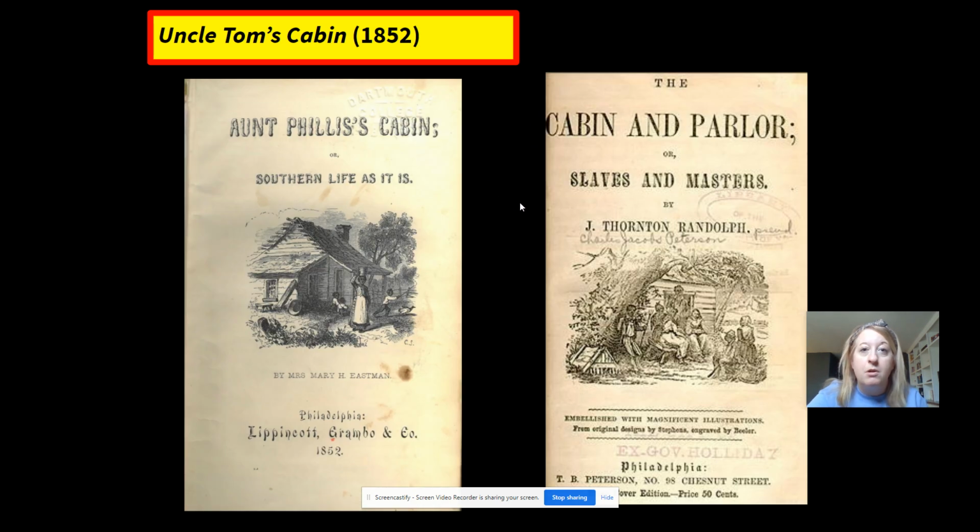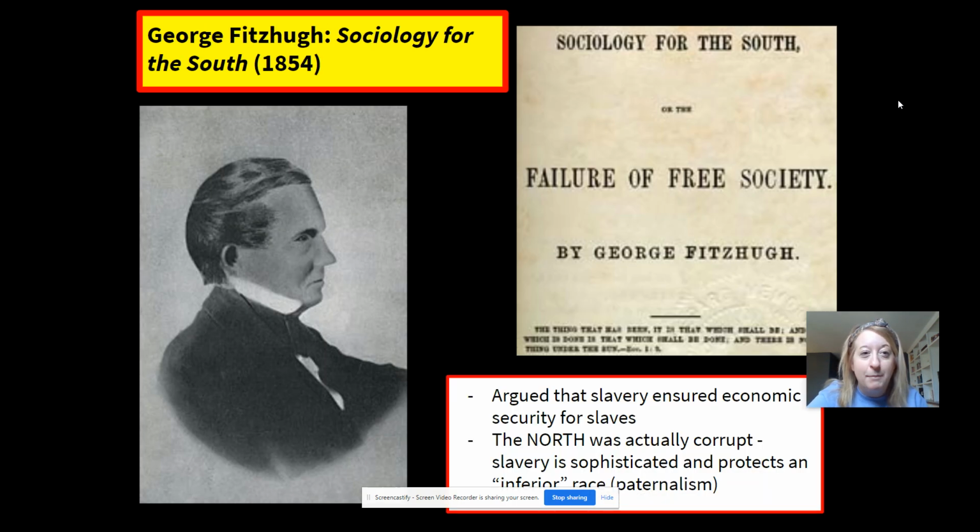Many Southern books were published in response to Uncle Tom's Cabin. You see here Aunt Phyllis's Cabin, or The Cabin and Parlor, or Slaves and Masters. So those were meant as kind of almost rebuttals to Uncle Tom's Cabin. Another important piece of literature is Sociology for the South by George Fitzhugh.